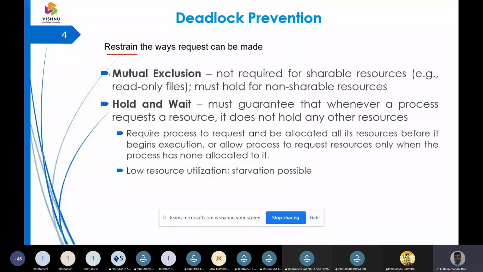The first characteristic that deadlock prevention is going to take up will be the mutual exclusion. As we were mentioning, when we call it mutual exclusion, we will see that at most one process will be in the critical section. What is the critical section? It is going to have the shared resources.